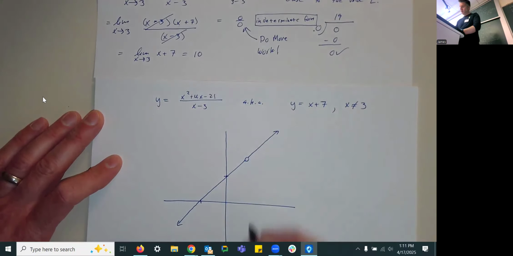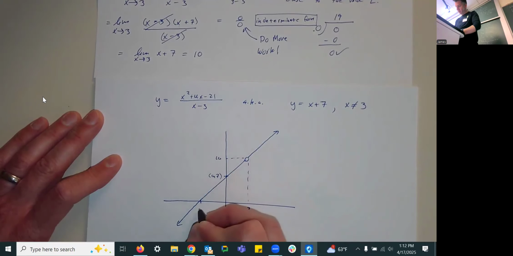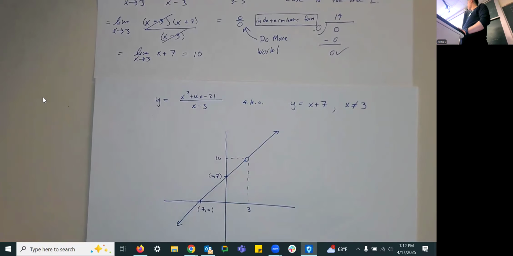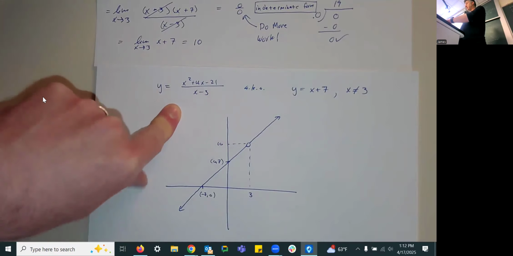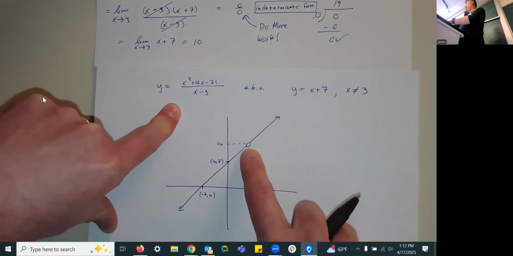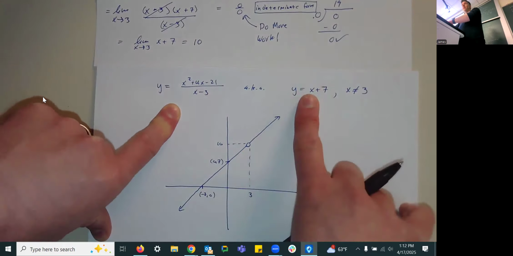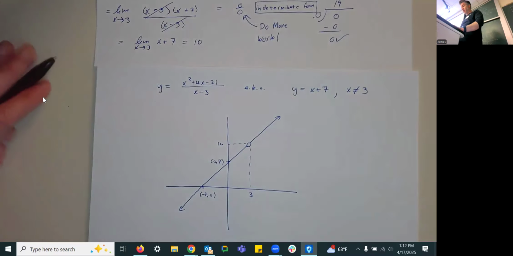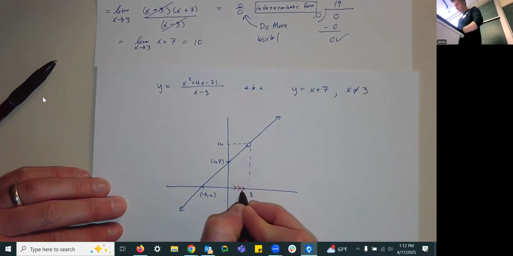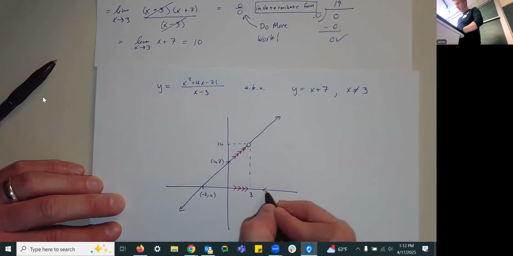And my graph looks like that, where that's 3, and that's 10. And this is (0, 7). This is (-7, 0). So everywhere this function, x squared plus 4x minus 21 over x minus 3, is the same as this function, except at that one point there, at the point (3, 10). Don't have it defined, whereas the actual line x plus 7 would. But that doesn't mean anything as far as the limit's concerned, right? As far as the limit's concerned, as x is getting closer and closer to 3, the function is getting closer and closer to 10. Same thing from the left or from the right.